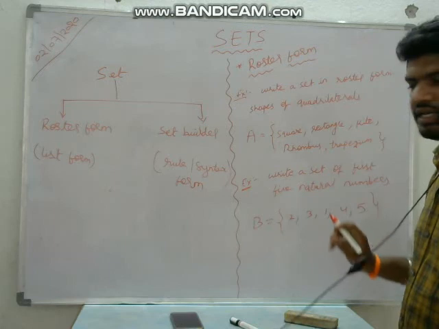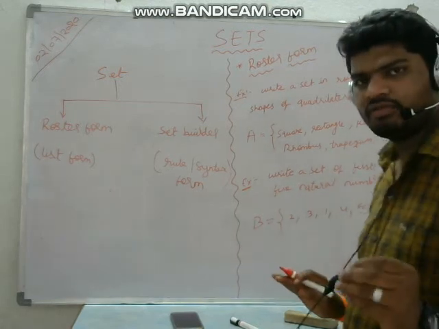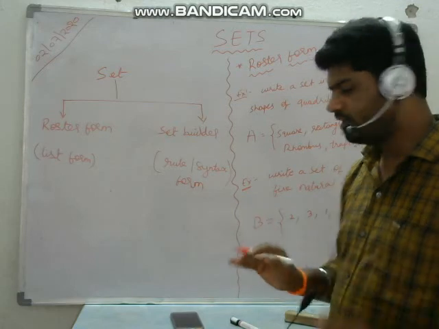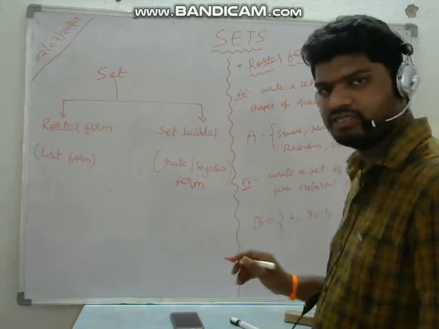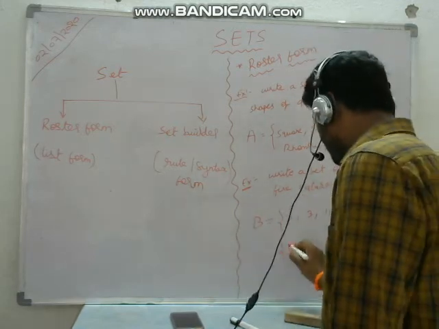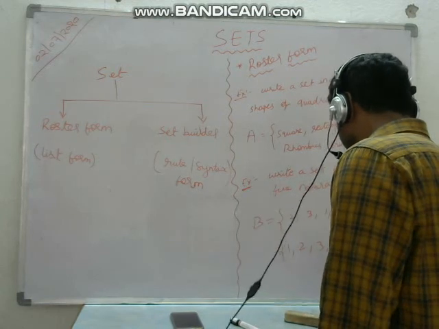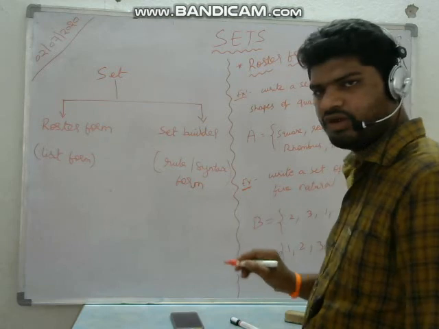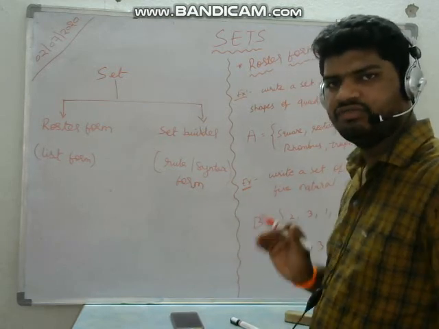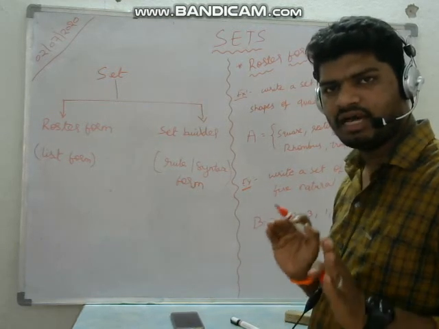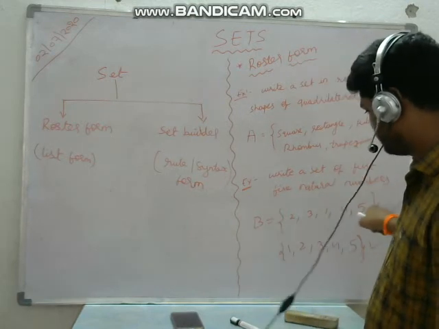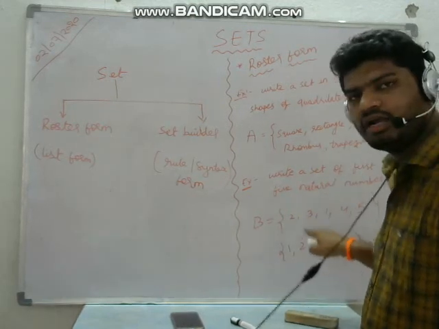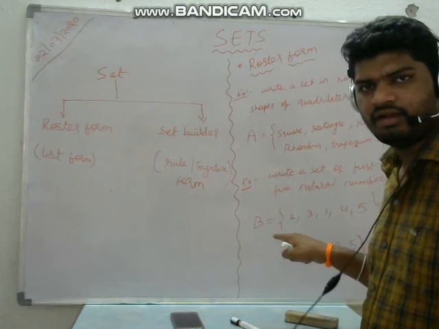Why? Because in set, order can be ignored. There will not be any order. We can even miss the order also. If I write 1, 2, 3, 4, 5 it is also correct, and 2, 3, 1, 4, 5 is also correct. Just we have to see all those elements are there or not. Yes, first 5 natural numbers are there. Here also there, here also there. Order can be ignored, right?